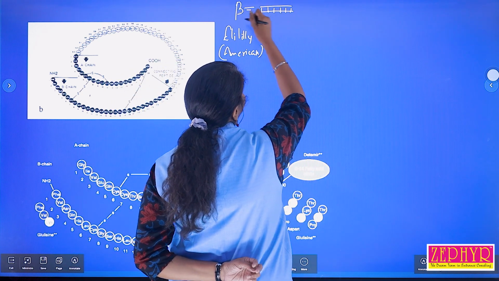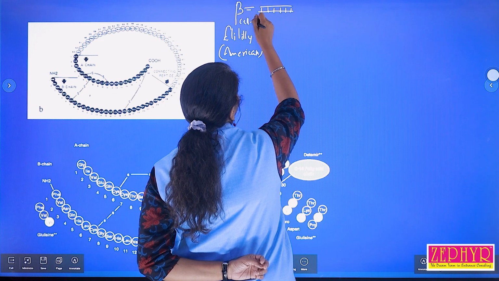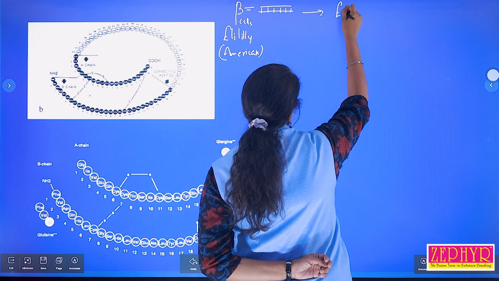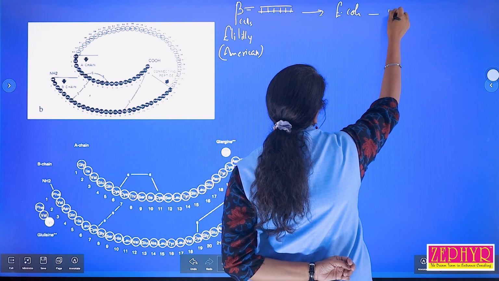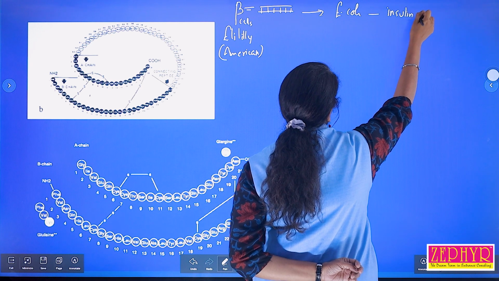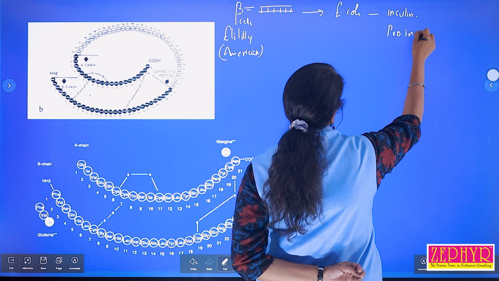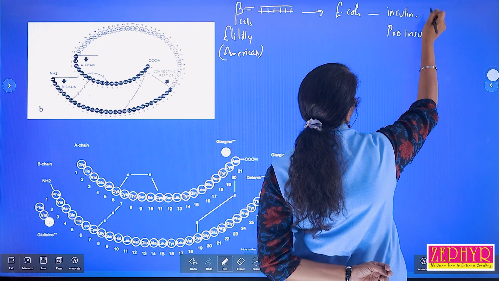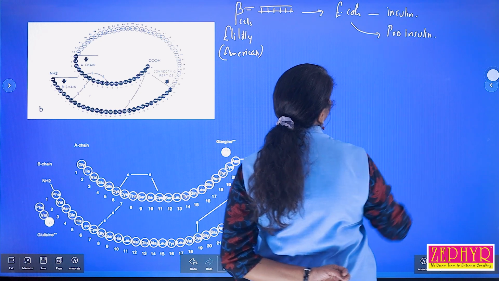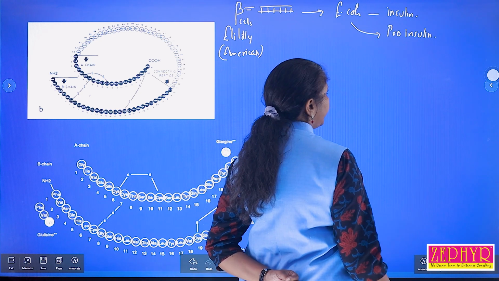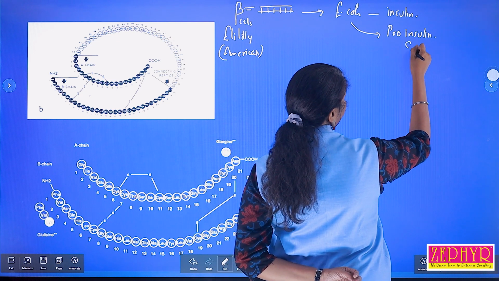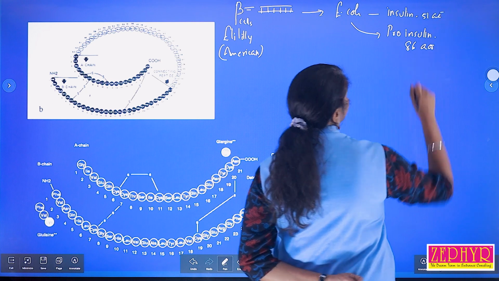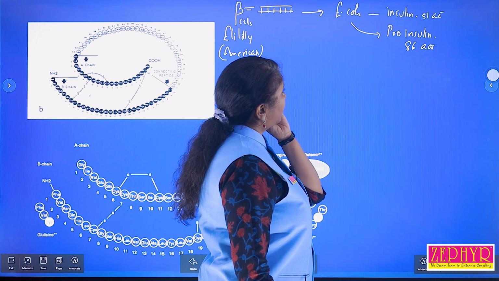They took the gene from the beta cells, which codes for insulin, and incorporated it into E. coli bacteria, expecting insulin to pop up. But what they got was proinsulin. They didn't get insulin. The question is, why proinsulin? Because proinsulin is almost 86 amino acids long, and insulin is only 51 amino acids. It's a huge difference.